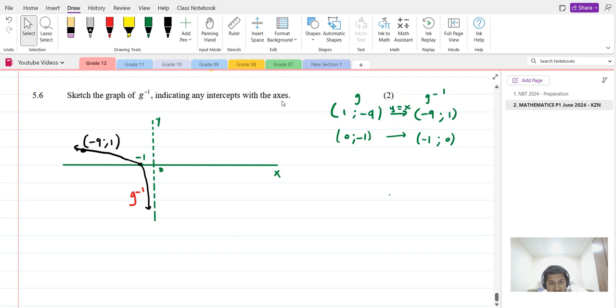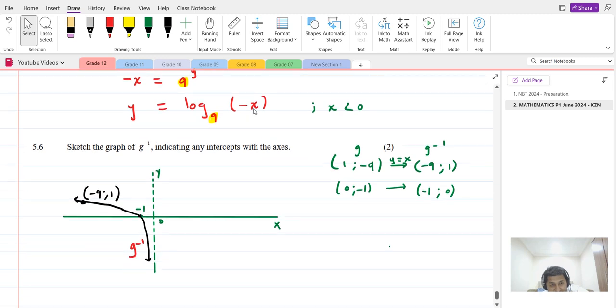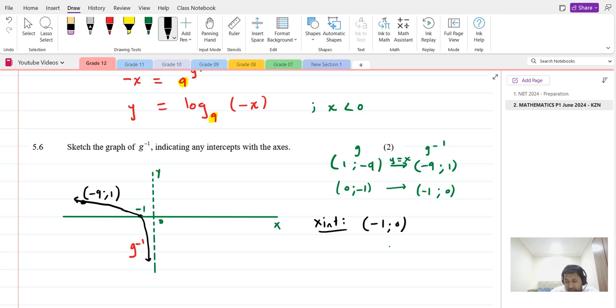Intercepts with the axes: the intercept here is, if you make x negative 1, so log of 1 base 9 is 0. Putting negative 1 there, so (-1, 0) is the x-intercept. You can say the x-intercept is (-1, 0). Perfect. So that's my log graph.